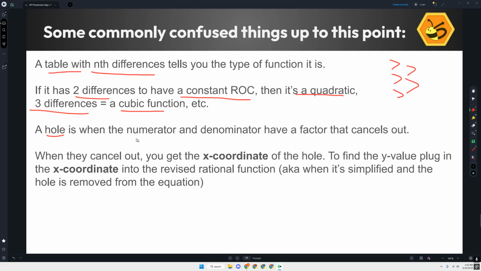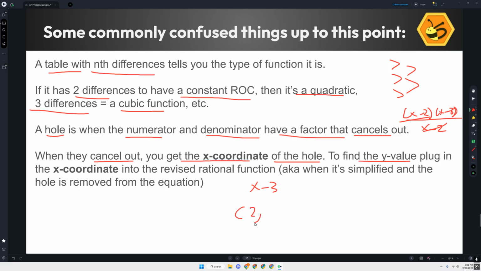And then a hole is when a numerator and denominator have a factor that cancels out together. So if you have x minus 2, x minus 3, and x minus 2, and they cancel out, that's a hole. When they cancel out, you get the x-coordinate of the hole. To find the value, plug the x-coordinate into the simplified equation. So in our case, you would plug in 2, so our hole would be at 2, negative 1. And a reduced rational function is when it's simplified and the hole is removed.